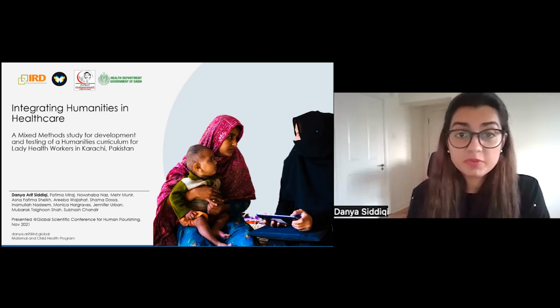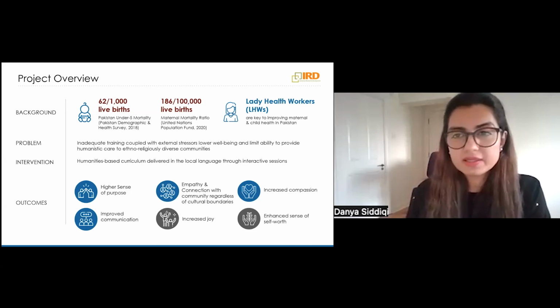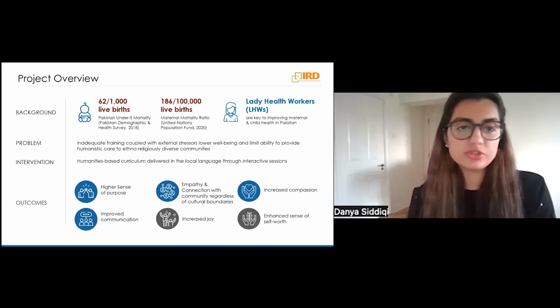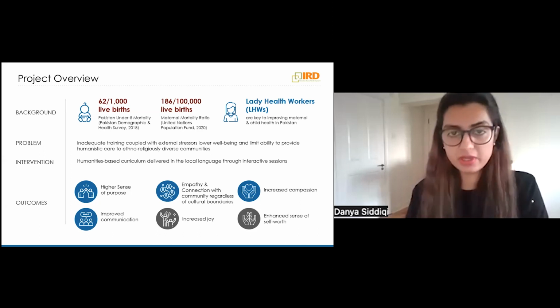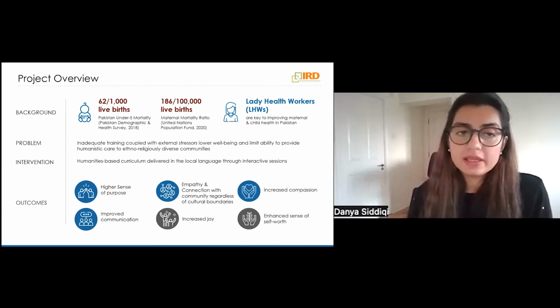Pakistan. So before I go into the detail of the study itself, a little bit of background about our study setting. So Pakistan is among one of the countries with the worst maternal and child mortality ratio. So just to give an idea, Pakistan's under 5 mortality rate is about 62 per 1,000 live births and 186 per 100,000 live births for the maternal mortality ratio. And against this backdrop, lady health workers are a specific cadre of health workers that play an integral role in catering to more than 60% of Pakistan's population, particularly in providing preventive and curative maternal and child health services.